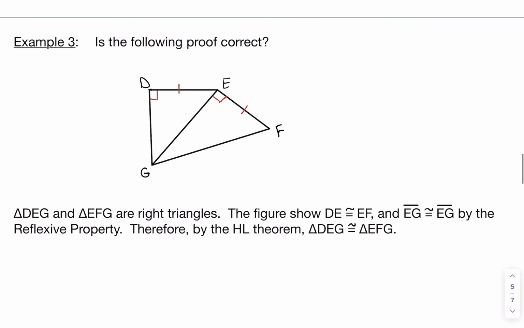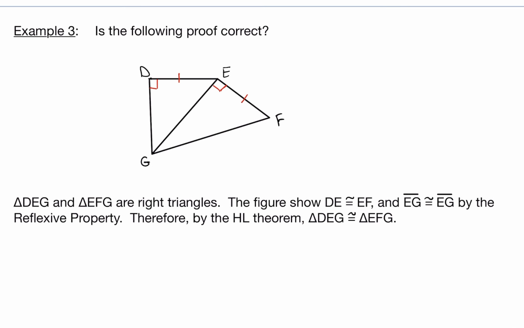And the question here is, is the following proof correct? The proof down here is saying that triangles DEG and EFG are right triangles. Okay, so that's true. The figure shows DE is congruent to EF, so that is true, and those are the legs. All right, so we're almost there. And we also know that EG is congruent to EG by the reflexive property. EG is equal to EG, so that's true.